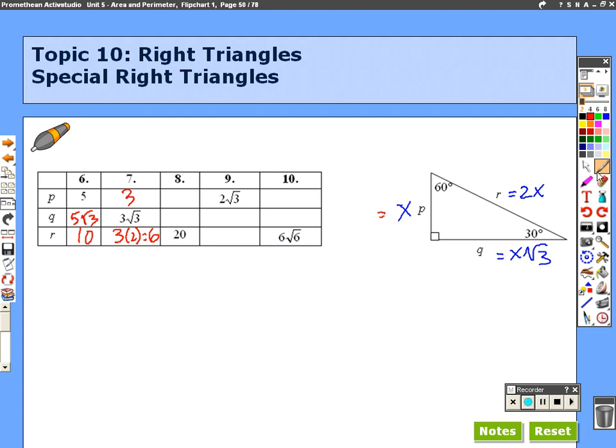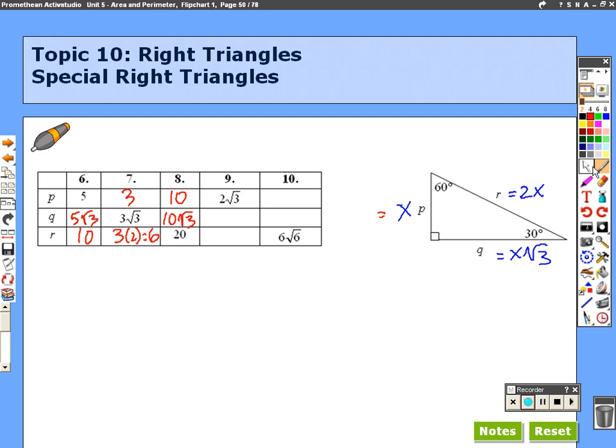Number 8, they have told us that r, or the hypotenuse, is 20. So 20 is 2 times x, which means that x has to be 10, half of that. And that tells us that q has to be that number times root 3, so 10 root 3. All right, moving on, number 9.